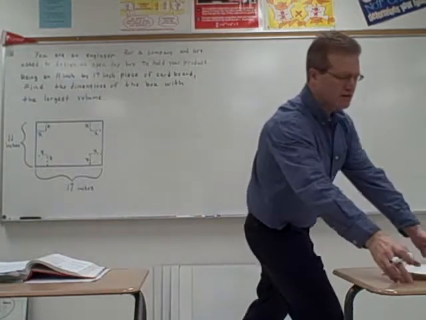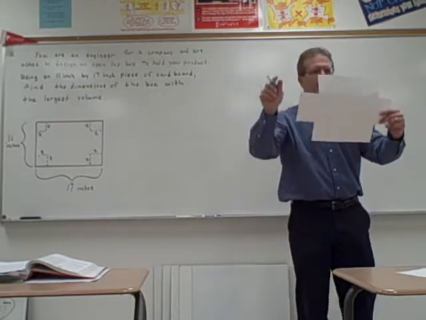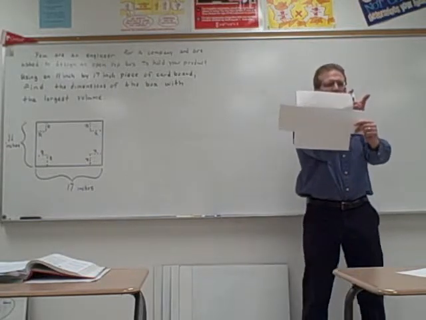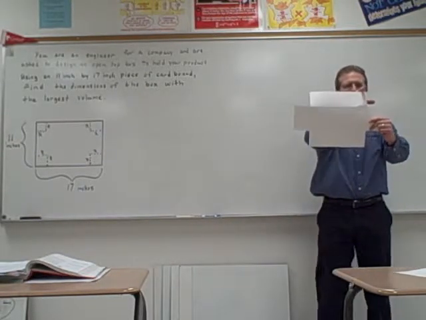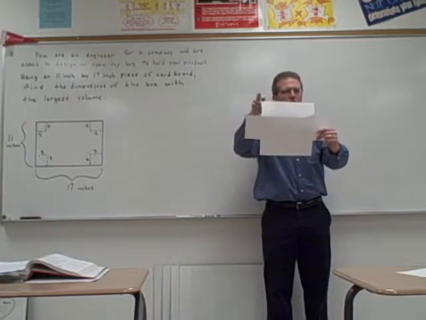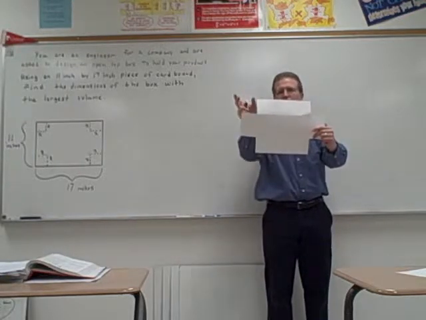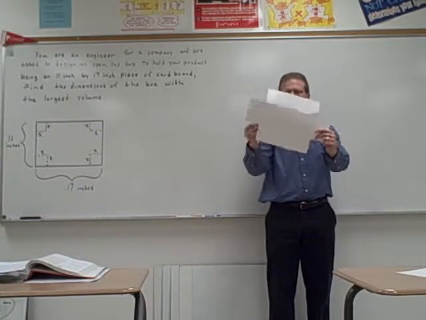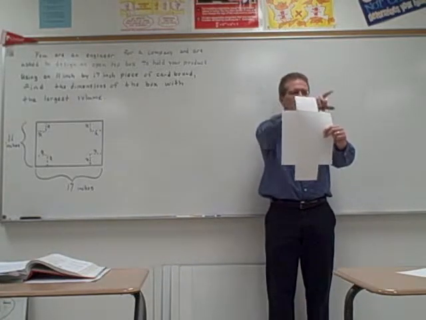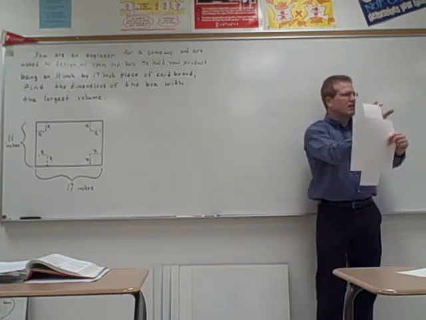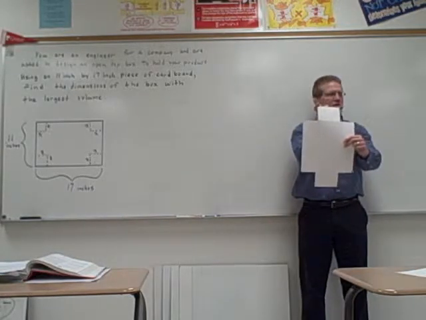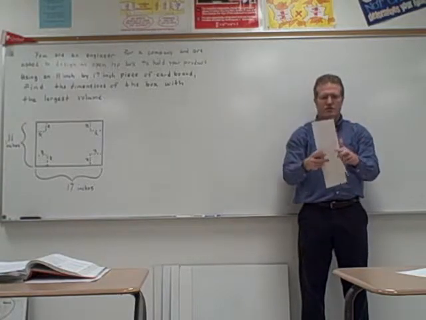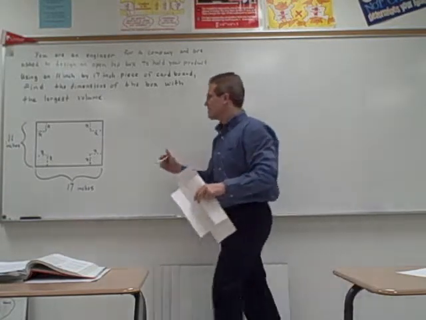So if this was 17 inches across, and I cut off x here, and I cut off x here, what would be an expression for this part right here? Was 17, take off x, what's this? 17 minus 2x. And if this was 11, okay, and I cut off x here and I cut off x here, what would be this dimension right here? 11 minus 2x. Yep. So if you fold it up, let me write that out, I guess.